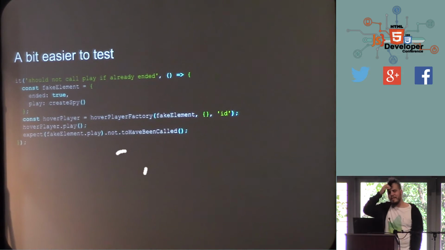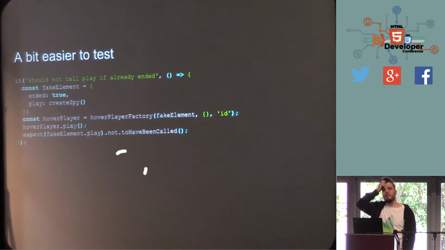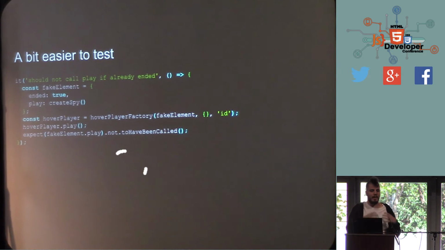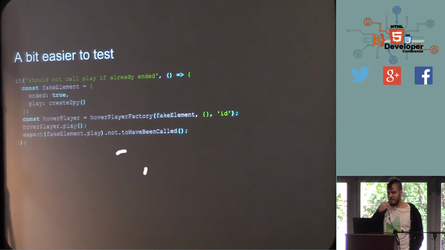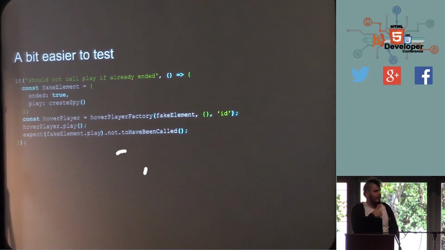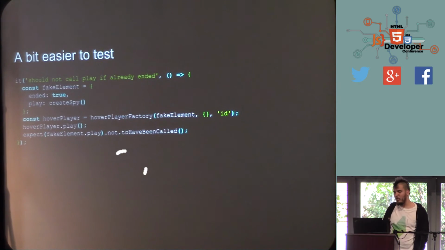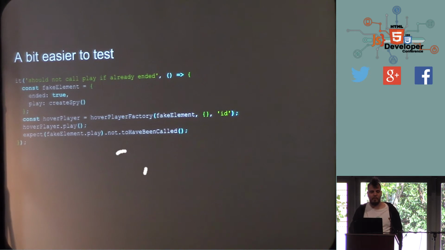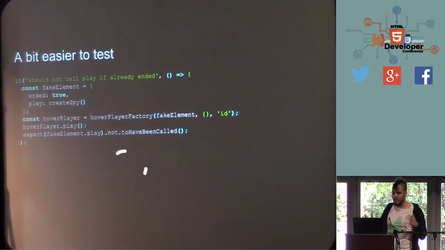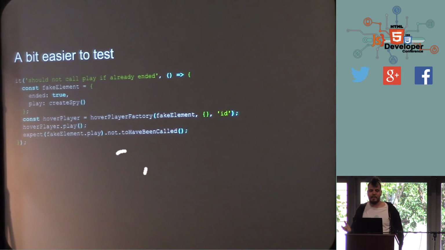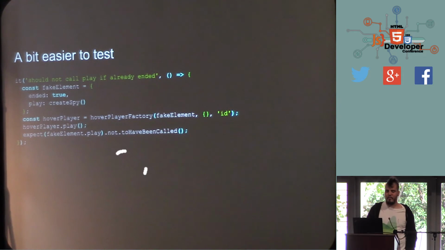And also, it's a bit easier to test. So you don't have to use all the Angular-related testing mechanism. You can use just easy spies and create some fake elements, and you can test that. So here, I just created a fake element with the spy on the play function. And I create this hover player entity, or not entity, sorry, interactor. I call play on it, and I can check if the fake element play was called or not.